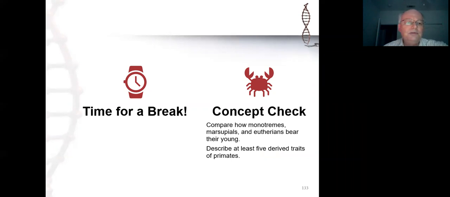So the two concept check questions for this break, and this is the last break leading into the last section. There's one more concept check question at the end of the next section as well. But let's take a look at these two. Compare how monotremes, marsupials, and eutherians bear their young. So how do they give birth to their young? And describe at least five derived traits of primates. We've got more than five that we've talked about, but when we come back and look at these questions after the break, we'll talk about those traits, and we'll talk about the birthing patterns of the monotremes, marsupials, and eutherians. I'll see you on the other side of the break.